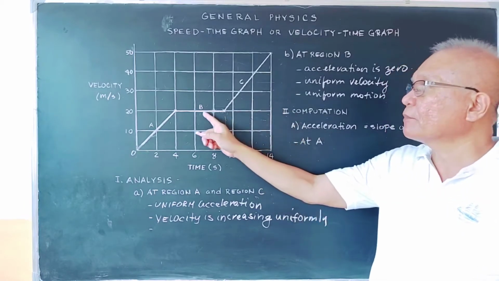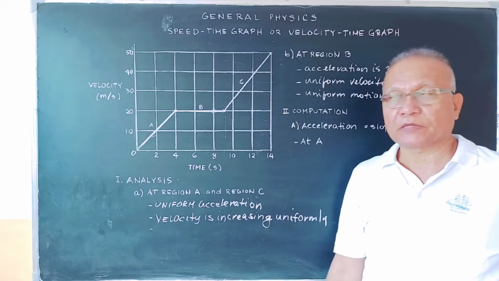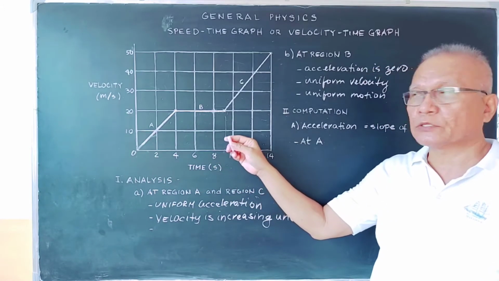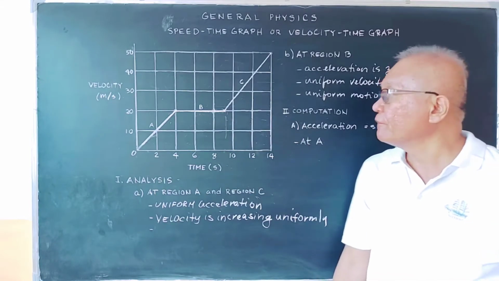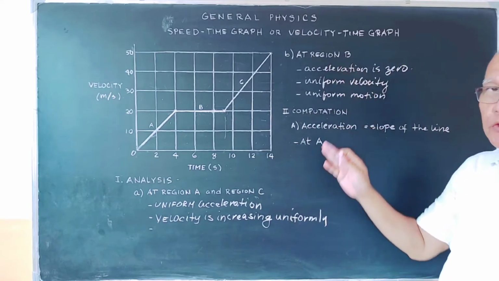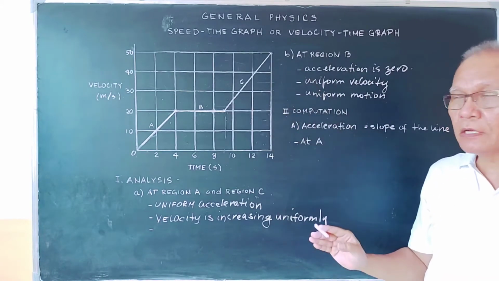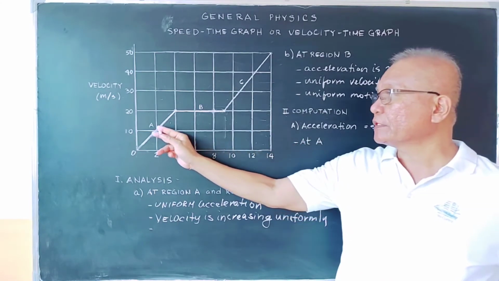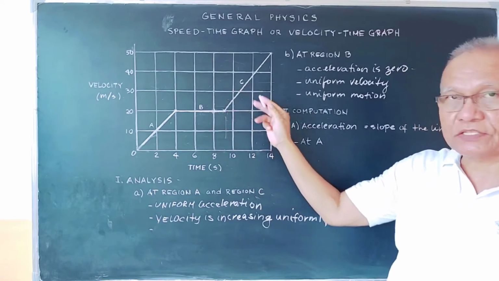So here we can apply our SVT formula. Unlike here, we cannot use that one. We have to modify our formula to suit our velocity time graph. So we have that at region B. Okay, after the analysis here, we have the computation. So what is the acceleration at A, what is the acceleration at B, and what is the acceleration at C?